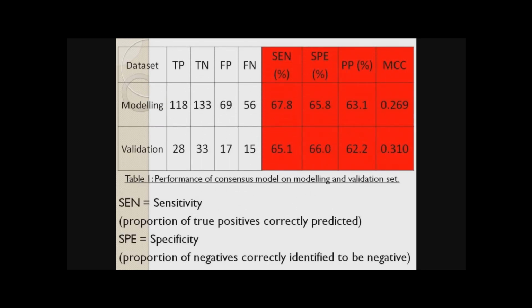This table shows the results of 2 sets of data which we have collected, one for the modeling set and one for the validation set. The unhighlighted section shows the total number of drugs identified in our experiment. This data will contribute to the sensitivity and specificity value of our model. These values, highlighted in the red portion, contribute to the calculation of our MCC value.